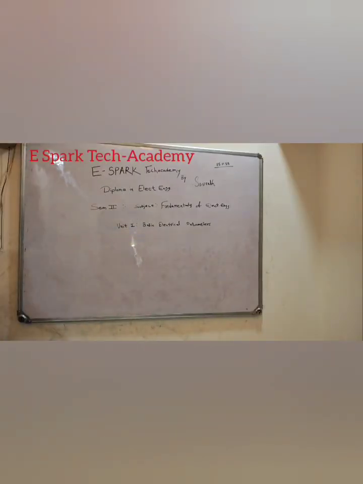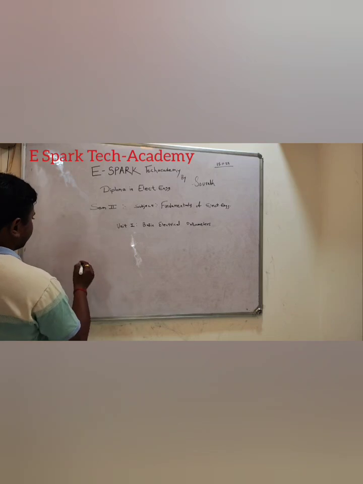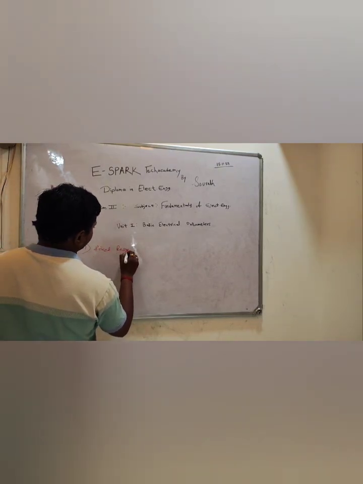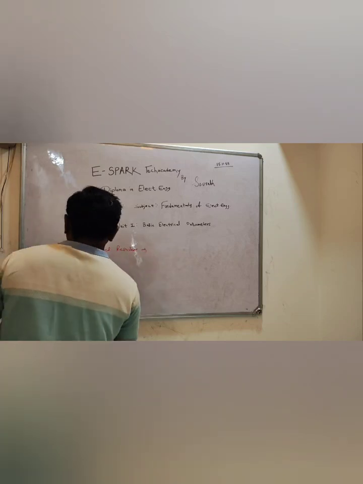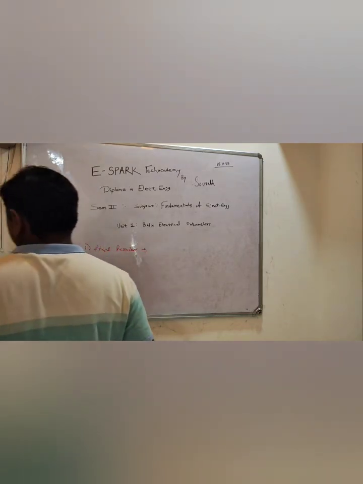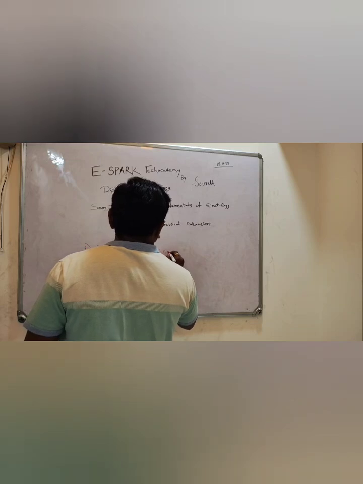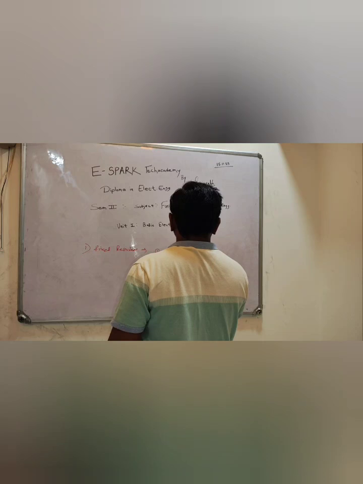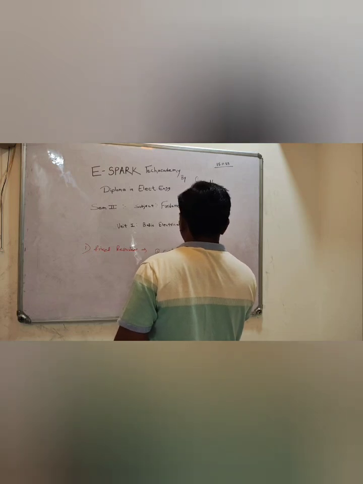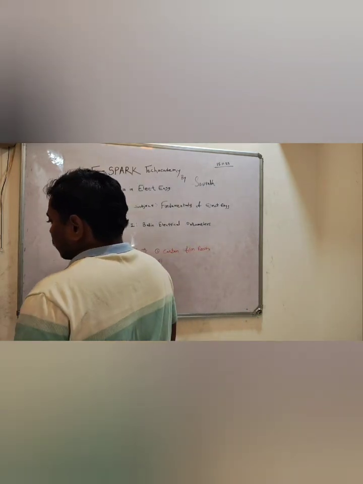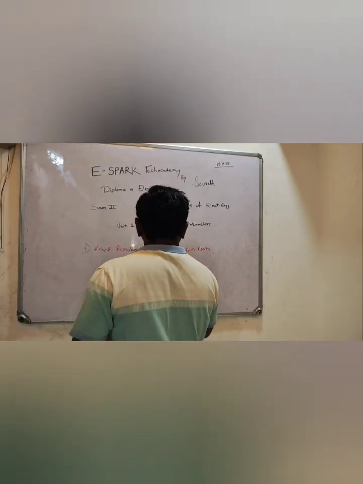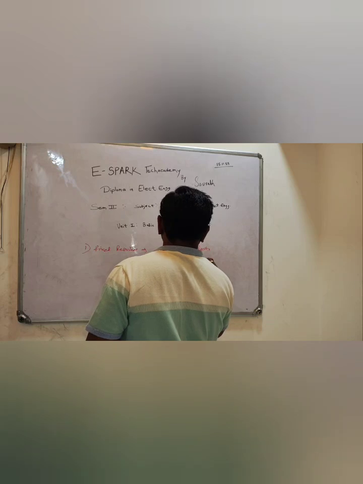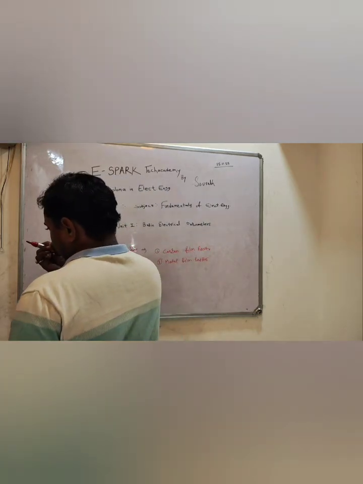Fixed resistors. Fixed resistors are of 3 types, mostly: first, carbon film resistor; second, metal film resistor; third, wire wound resistor.